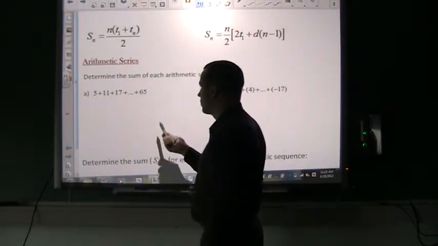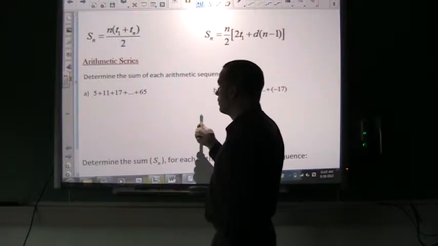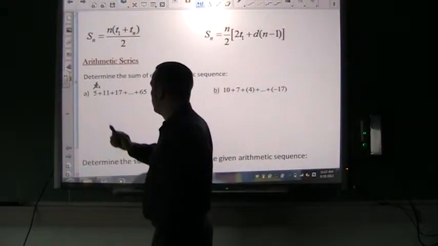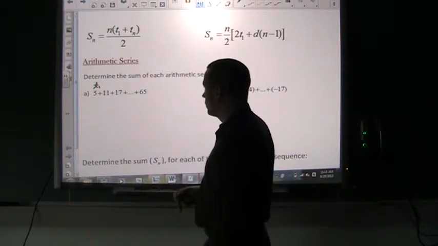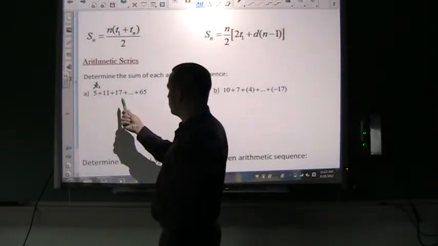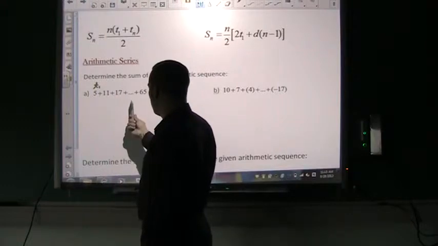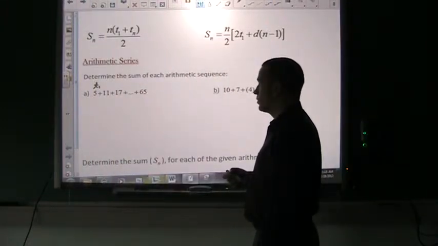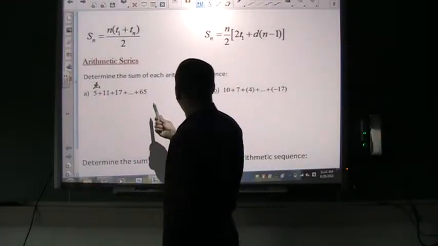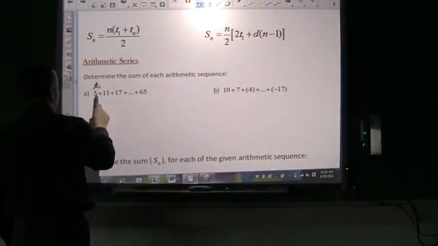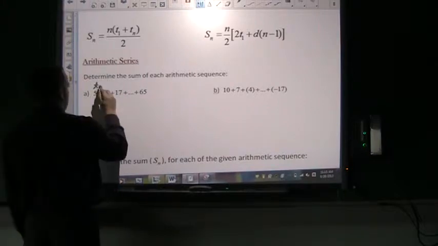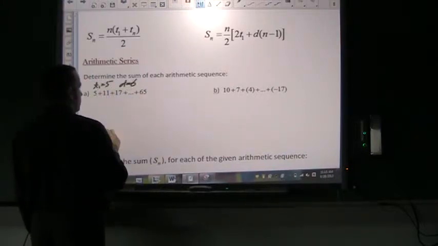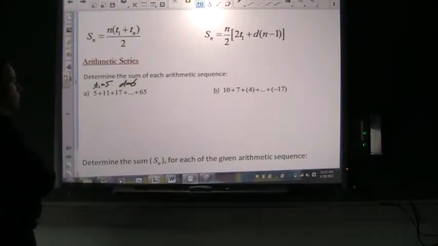Again, it's still the same terminology as the arithmetic sequences. This is still my first term, T1 here. You can see my common difference is 6 between each one. I could write a general formula if I wanted to. For this one, my first term is 5, my common difference is 6, and then I go all the way up to 65 and then stop.